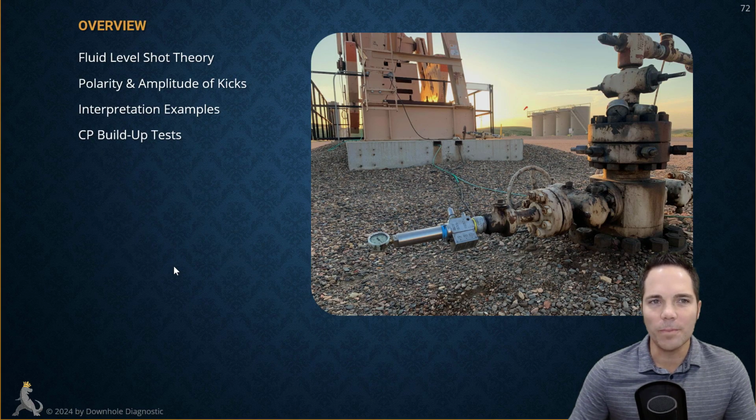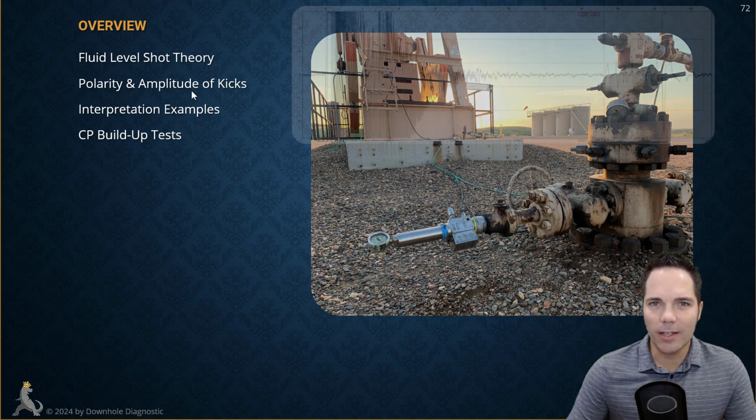So what are we going to talk about in this section? Here is the overview. First off, we're going to talk about fluid level shot theory. We're going to look at the fluid level gun and how generating that pressure pulse, shooting it down the annulus and getting the reflections back, how do we interpret that? And in order to interpret it, we have to understand the polarity and amplitude of kicks.